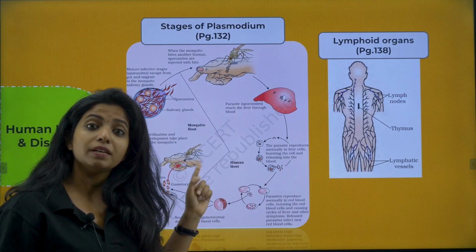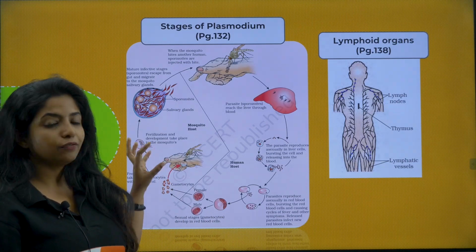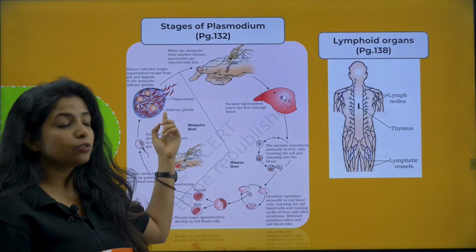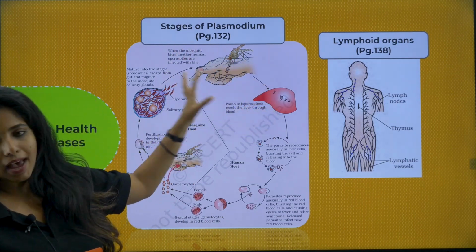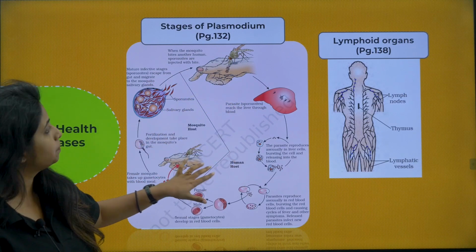They make the gametes in the mosquito's gut. Okay. Please remember that, and they fuse to form the sporozoites. The sporozoites are given back to us and the cycle goes on. So, please go through it completely.